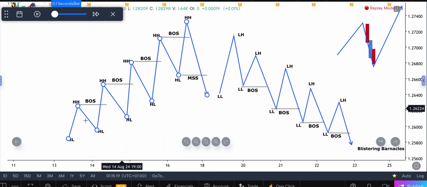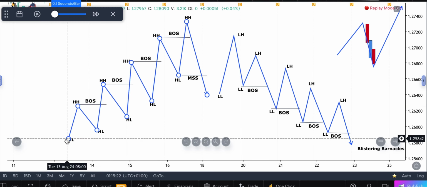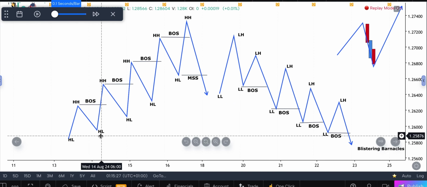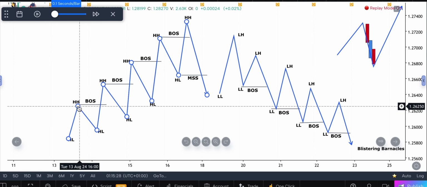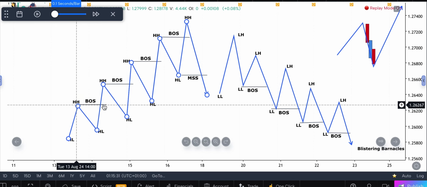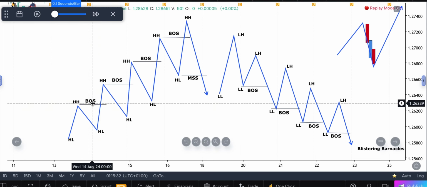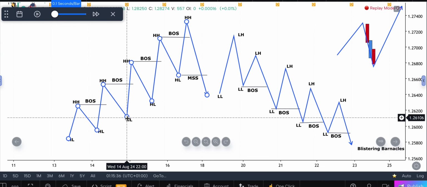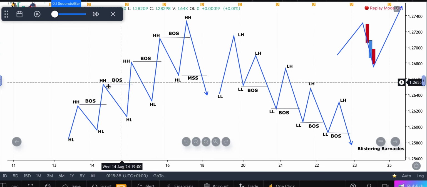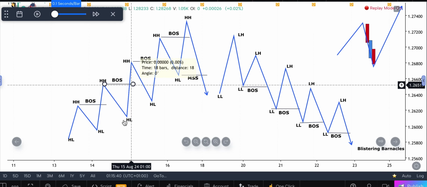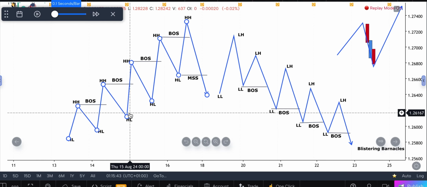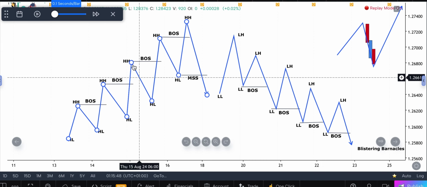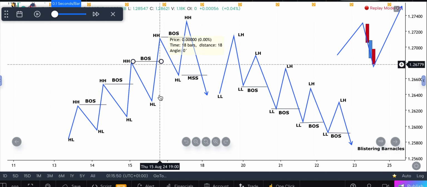And you can see that price was moving up from here, came down to form a higher low, and then price broke the previous higher high to the upside. So this is a break of structure. This BOS means break of structure. So when price keeps breaking the higher high, it forms a break of structure. So this is an indication that price is still trending up. As long as price keeps breaking the previous higher high, we are in an uptrend.